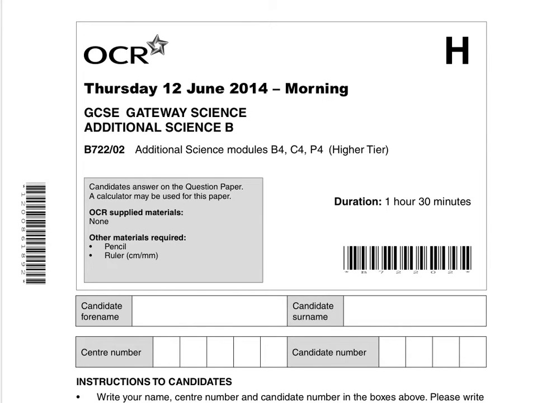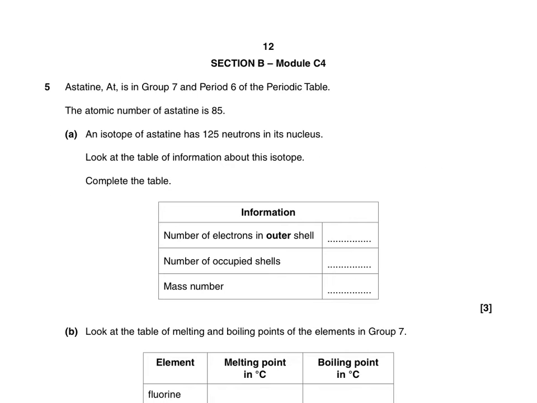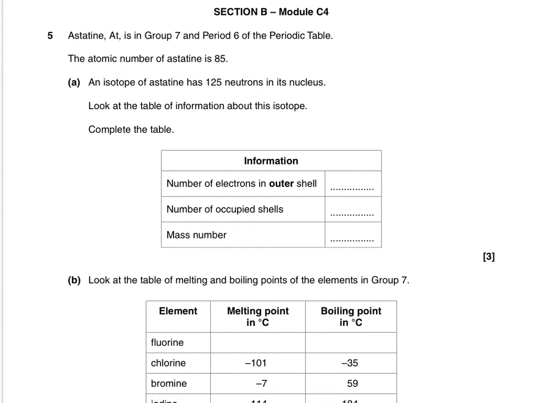I hope so, because we're going to go straight into it and have a look to see what we're up to. So, astatine is in group 7 and period 6 of the periodic table. The atomic number of astatine is 85. An isotope of astatine has 125 neutrons in its nucleus. Look at the table of information about this isotope and complete the table.